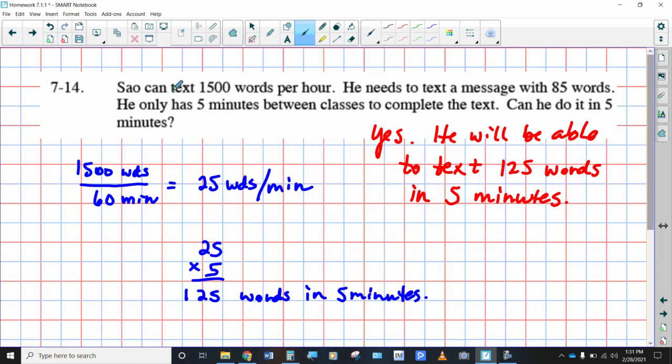All right. Sal can text 1,500 words per hour. He needs to text a message with 85 words. He only has 5 minutes to do this. Can he do it in 5 minutes?